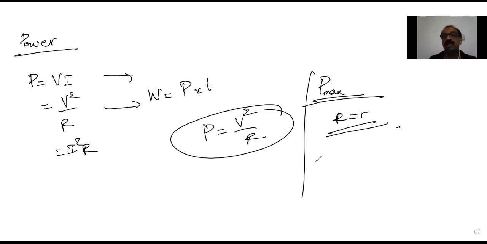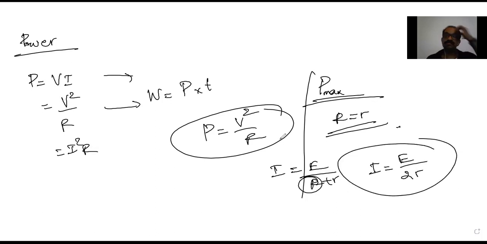At that time, what will be the current? We know that the current is I is equal to E by R plus r. So if you write small letter r in the place of capital R, then the equation for current will become E by r plus r, that is E by 2r. What is this equation for? It is the equation for the current from a cell when it delivers maximum power. So the current when it delivers maximum power is I is equal to E by 2r. That is one thing.